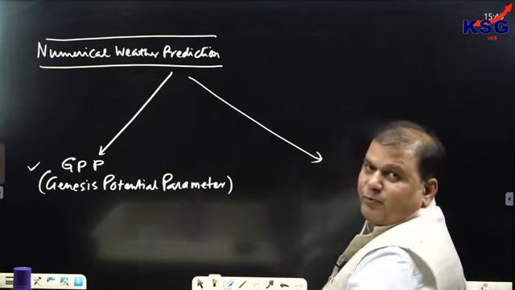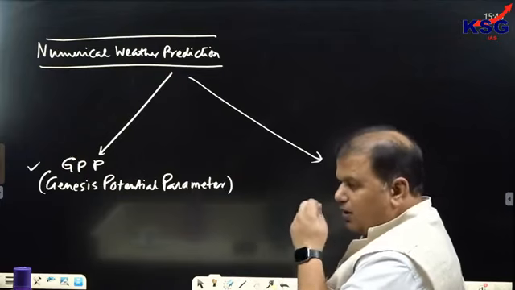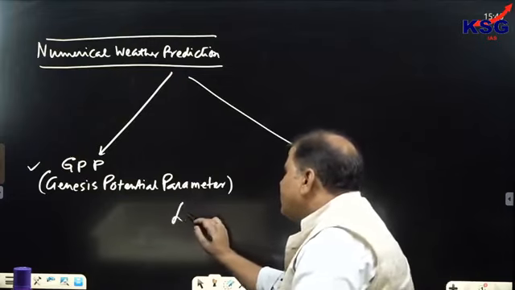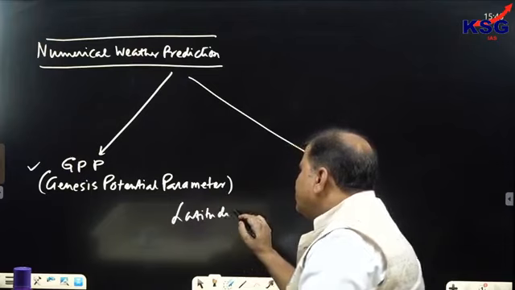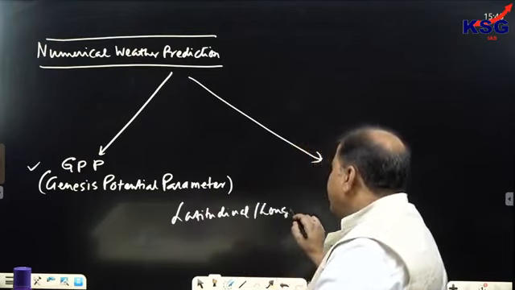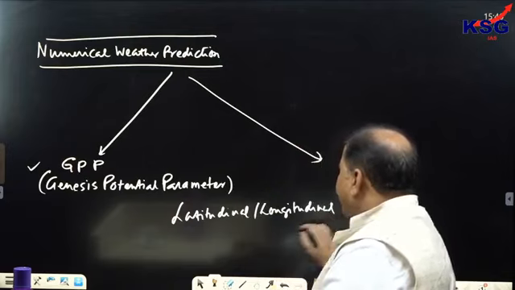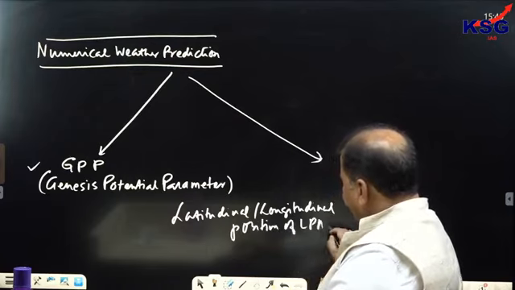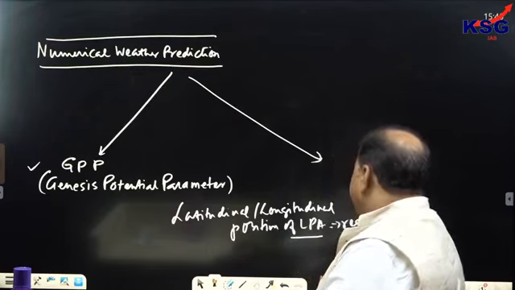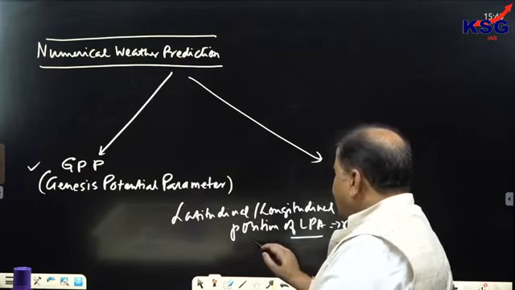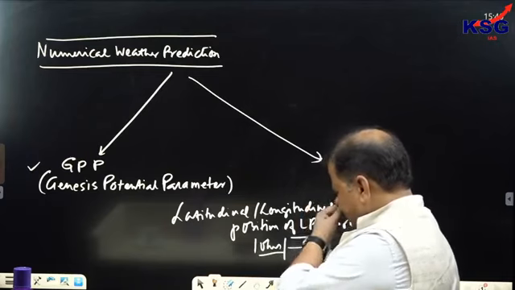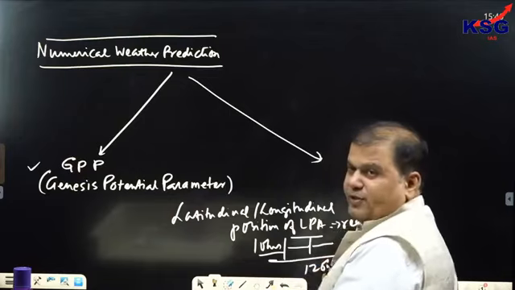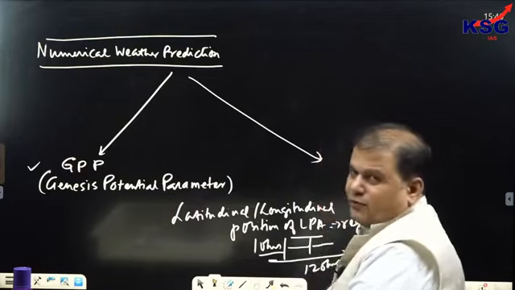And for this purpose, we would be registering the latitudinal and longitudinal position of the low pressure area, LPA. This would be registered at 10 hours interval for 120 hours.